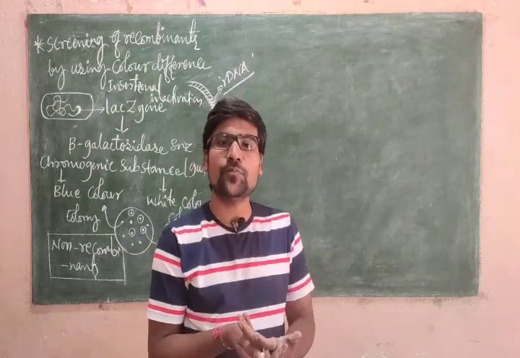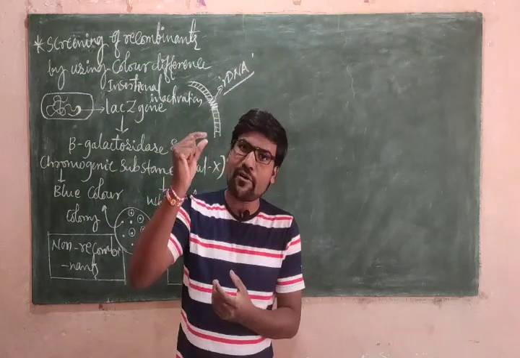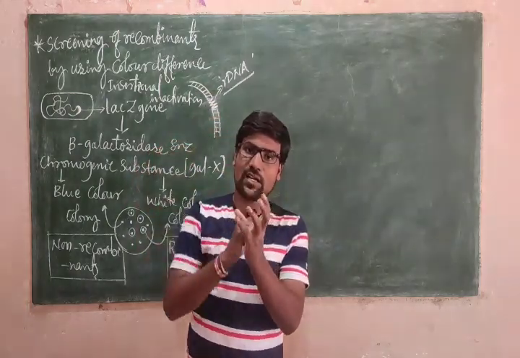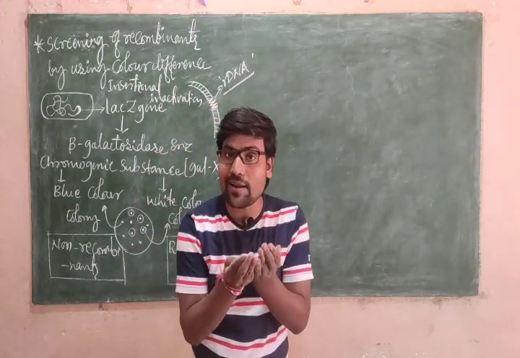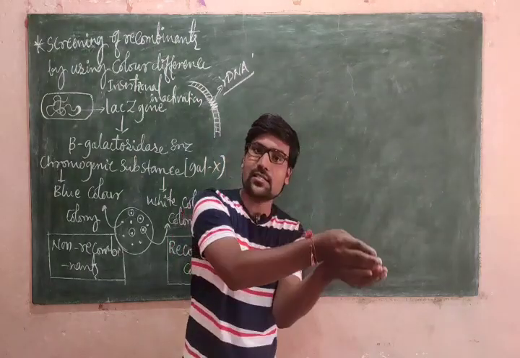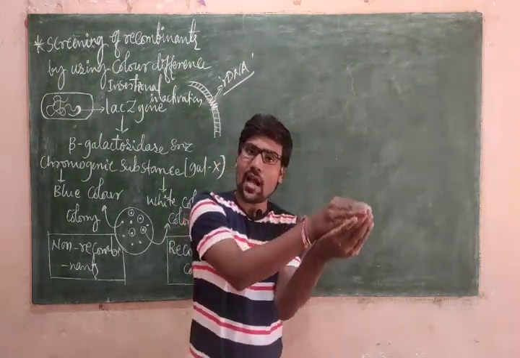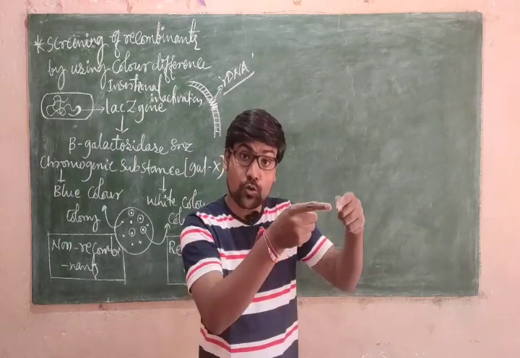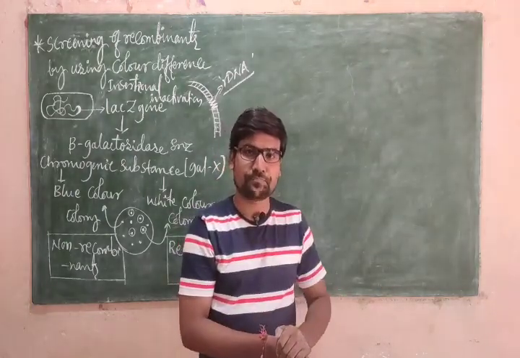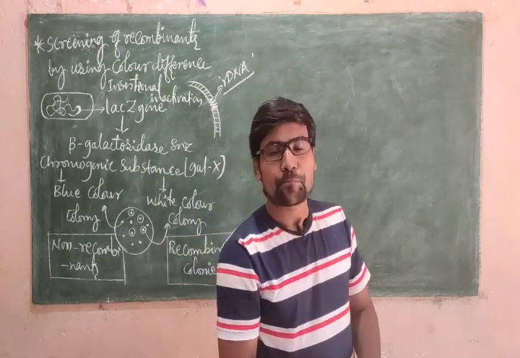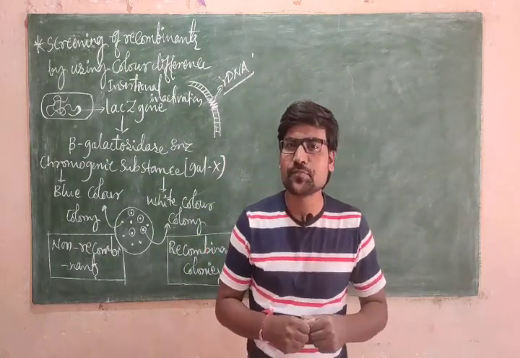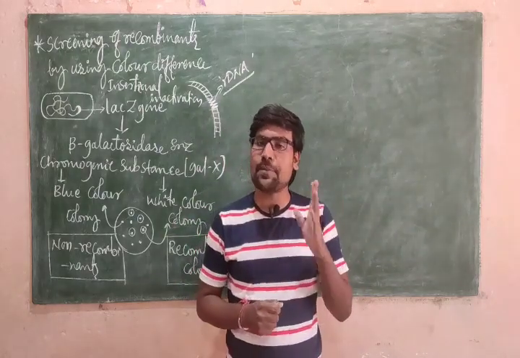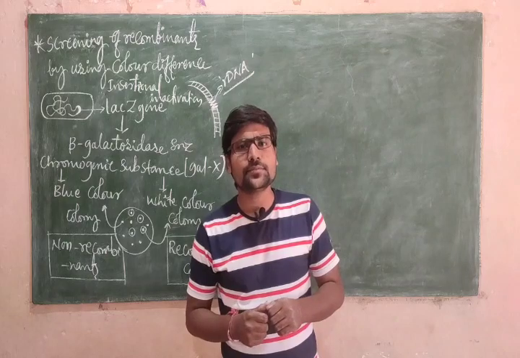So what we observed till now: how to take our desired gene outside, how to insert it in the cloning vector to produce rDNA, and after adding rDNA into a host cell, how to separate that host cell, how to separate that recombinant. We observed that, right? Which cloning vector did we use? The cloning vector we used is pBR322. That is a plasmid.